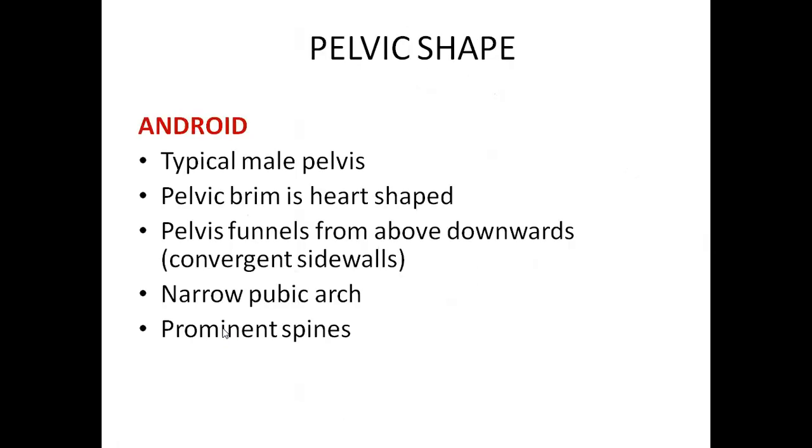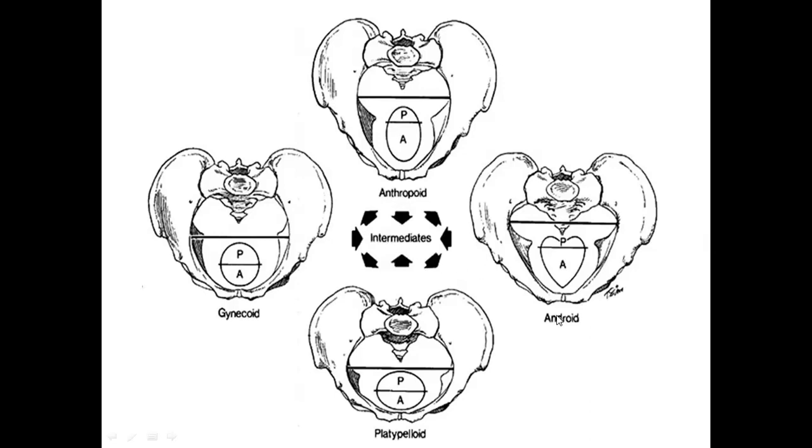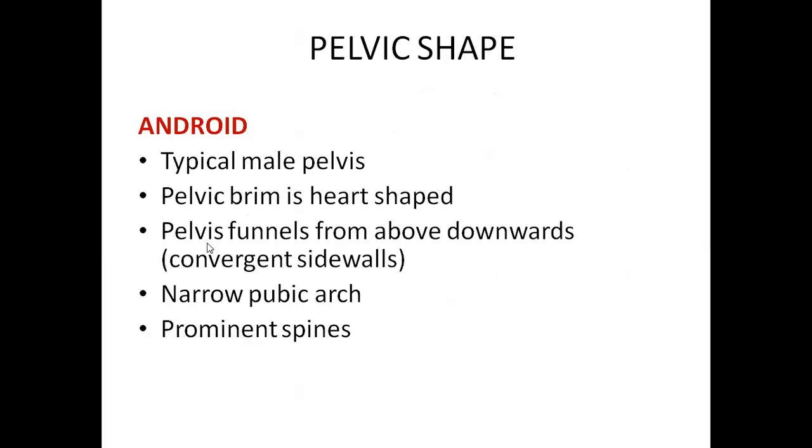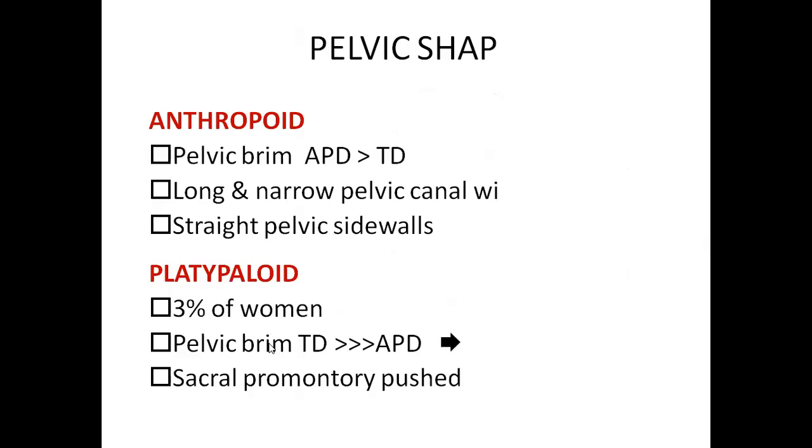Then next we have android. Android means male pelvis. In the typical male pelvis, we have the pelvic brim in heart shape. This is android, and you can see this pelvic brim looks like a heart. The pelvis funnels from above downwards, with convergent side walls, a narrow pubic arch, and prominent ischial spines.